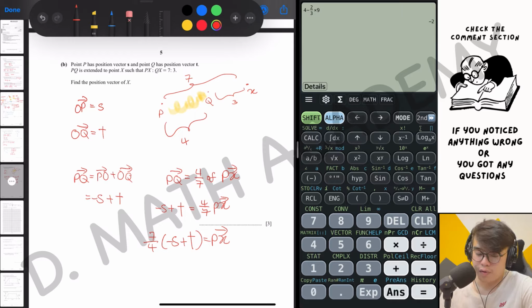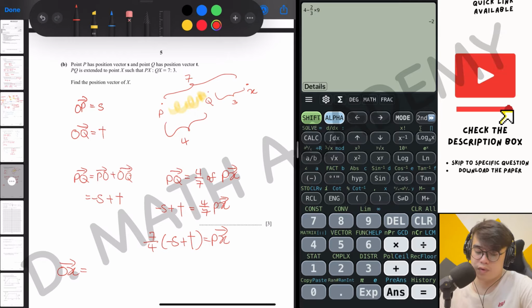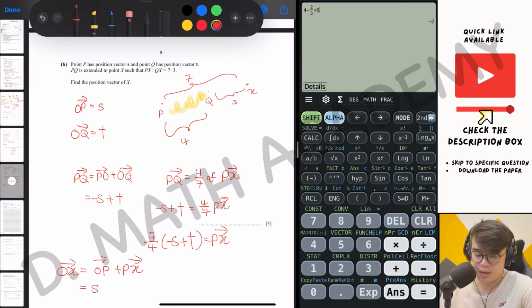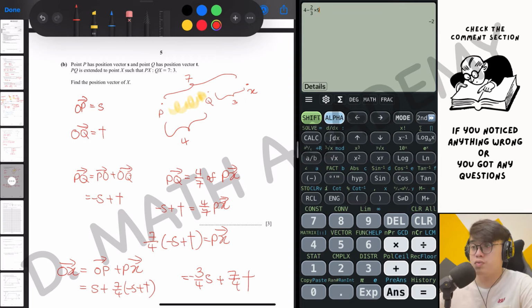Lastly, they were looking for the OX value. So to get to that, we have to take OP plus PX, which we have as S plus 7 over 4 T. So through a calculation, you will get negative 3 over 4 S plus 7 over 4 T. So this will be my final answer.